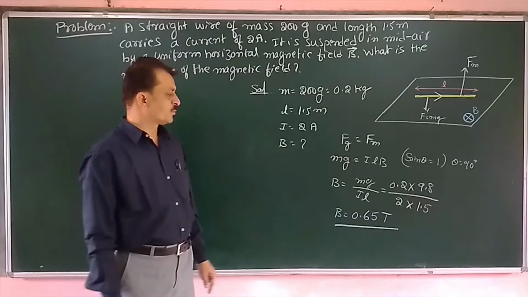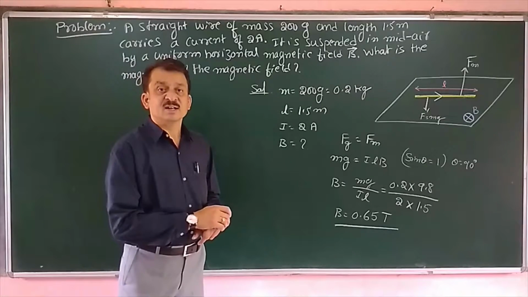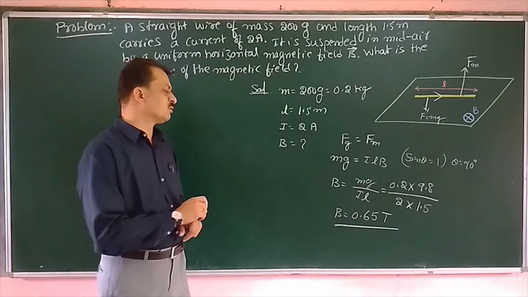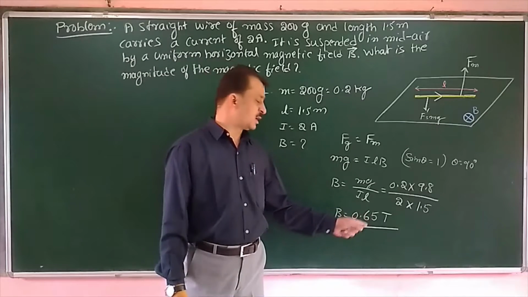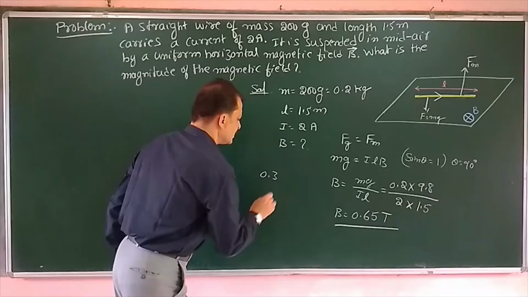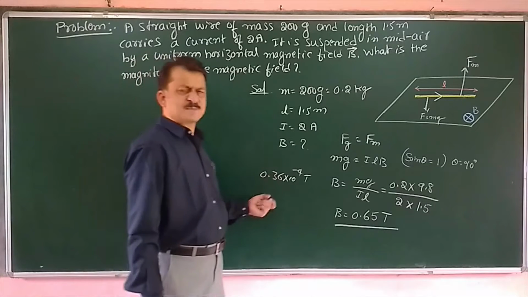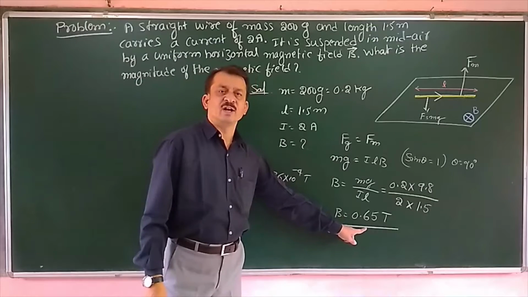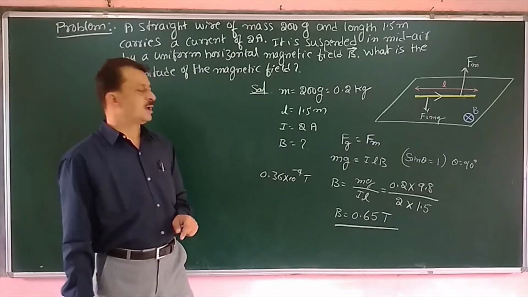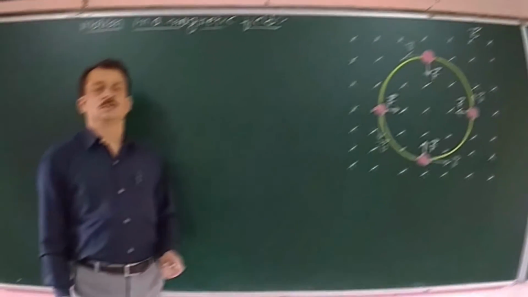The magnetic field is 0.65 Tesla. Now one important note we have to consider is that we are not considering the magnetic field due to the earth. We have neglected that because its value is very small. The magnetic field due to the earth is of the order of 0.36 into 10 to the power of minus 4 Tesla. Since it is very small compared to the applied magnetic field, we have neglected the contribution of the earth's magnetic field. Like that we are going to solve the problems.